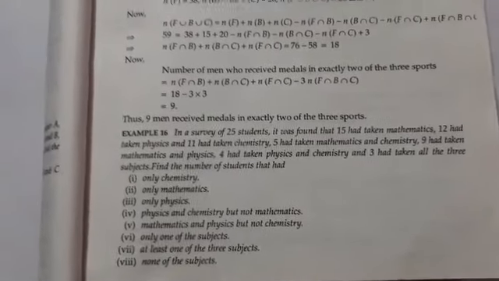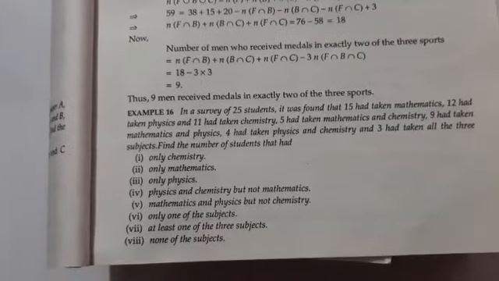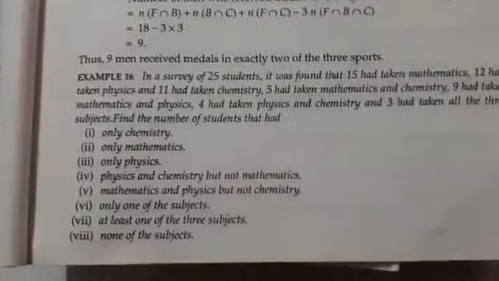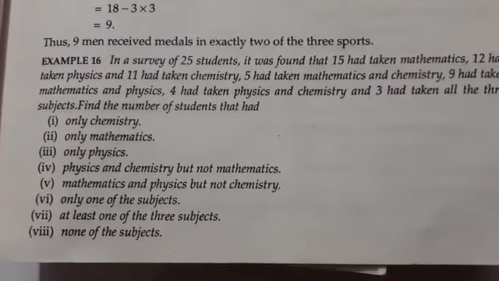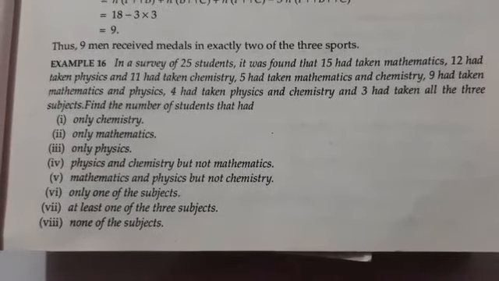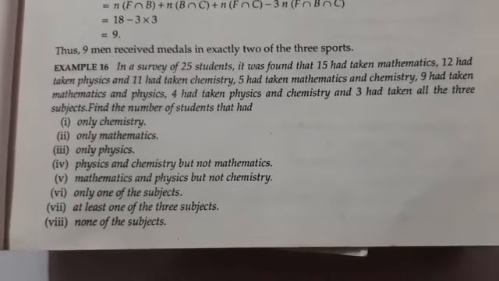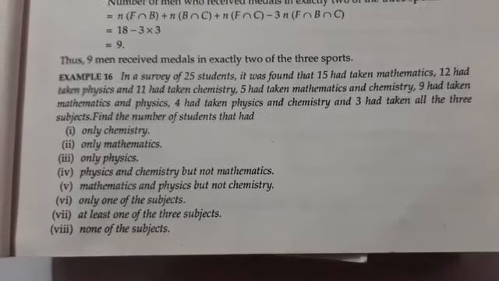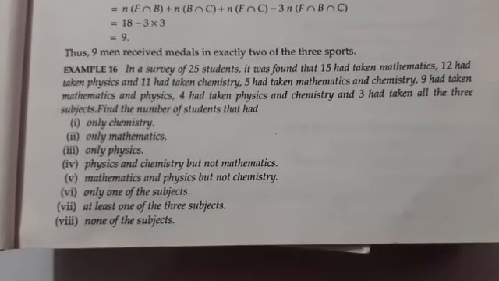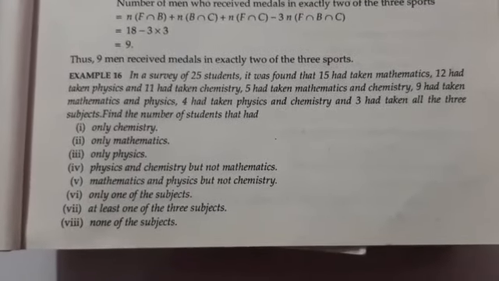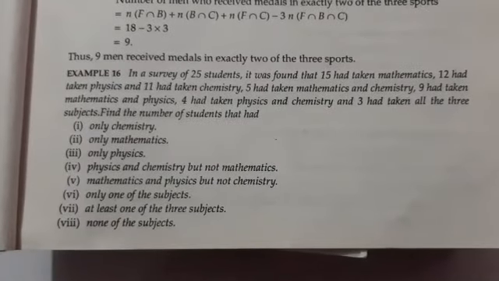Now, have a look on this question first. Question is that, let us see here. In a survey of 25 students, it was found that 15 had taken mathematics, 12 had taken physics and 11 had taken chemistry. 5 had taken mathematics and chemistry, means both.